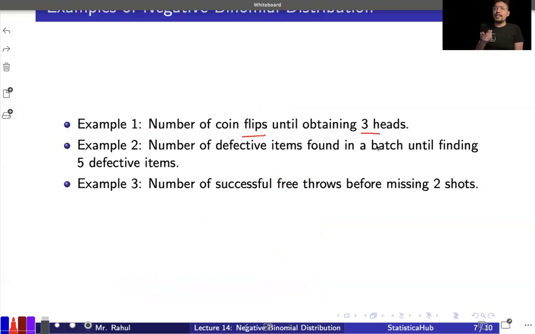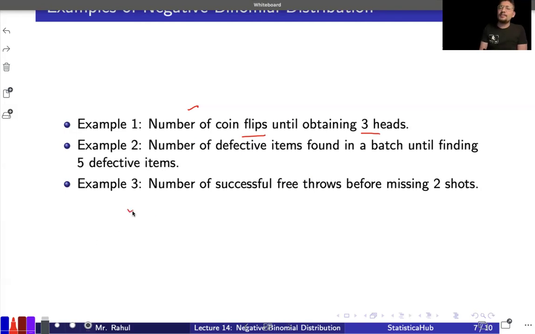So you're flipping the coin again and stopping once you get the r-th success, which is 3 in this case. That is modeled using the negative binomial distribution. Let's go for another example: the number of defective items found in a batch until finding the 5th defective item. You keep doing quality control again and again, and you stop once you get the 5 defective items.